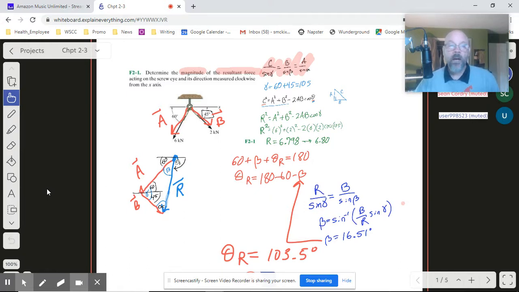The number one thing that students do wrong when they start working problems is they don't make a picture. You gotta make a picture. It helps your brain work better. Okay?